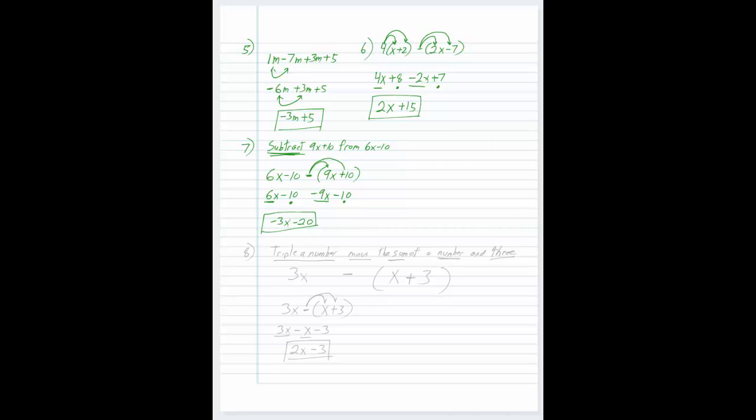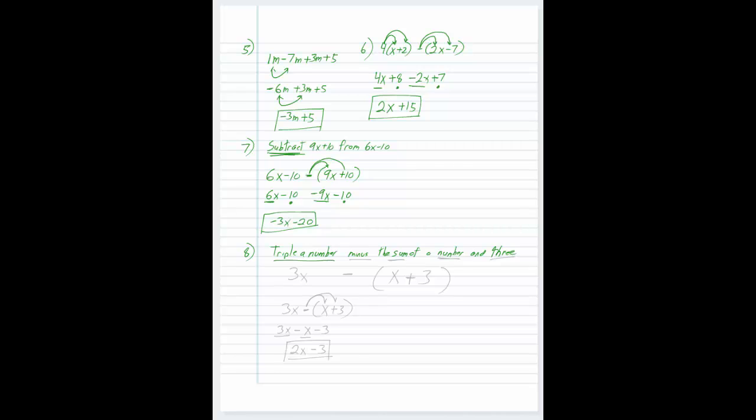Number 8. What we would like to do is translate from English to what I call math speak. Triple a number minus the sum of a number and 3. Let's go through this little by little.